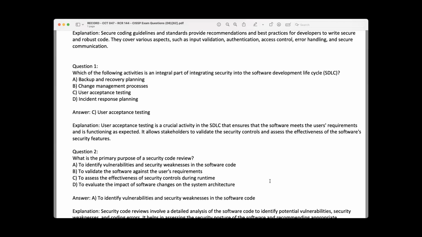User acceptance testing, C, is a crucial activity in the SDLC, and it does ensure that the software meets the user's requirements and is functionally as expected. It allows stakeholders to validate the security controls and assess the effectiveness of the software security features. Again, that's an important factor. So depending on how you're answering the question, what is the most integral part? When you're saying integral to integrating, you're dealing with user acceptance testing, UAT. Those are where the users actually go out and test it and play with it.